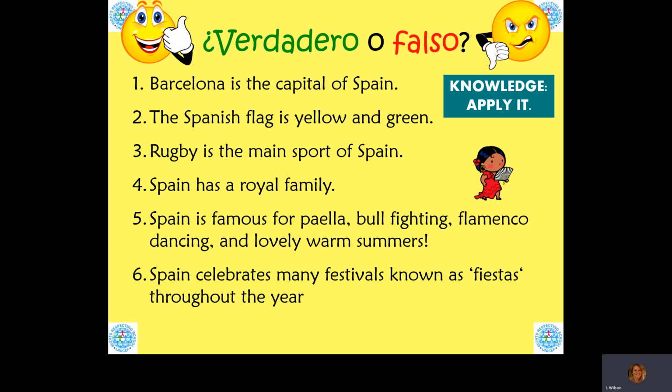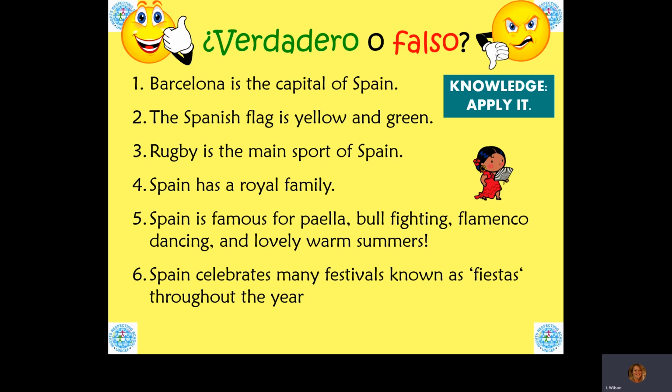4, Spain has a royal family. Does Spain have a royal family? That one would be true. Yes, Spain has a royal family. Number 5, Spain is famous for paella, bullfighting, flamenco dancing, and lovely warm summers. And I think you'll agree with me that that is correct. And number 6, Spain celebrates many festivals known as fiestas throughout the year. And that one is also correct.